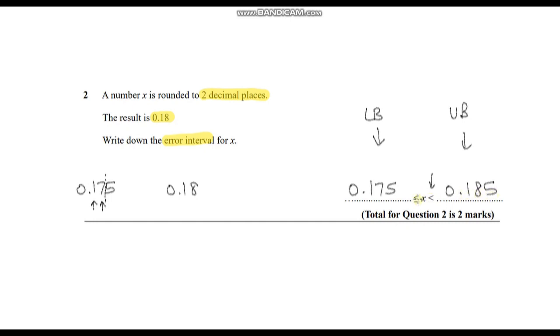This inequality says our number is greater than 0.175, but it can be equal to. That extra dash shows that it can be equal to. Okay, so you just need to be really careful with your upper and lower bounds.